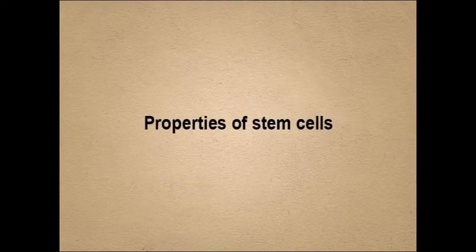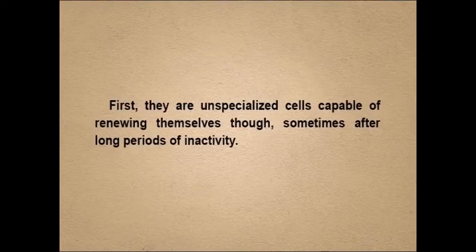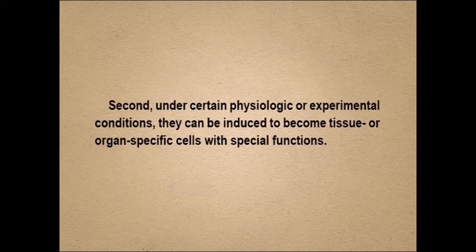Properties of stem cells. Stem cells are distinguished from other cell types by two important characteristics. First, they are unspecialized cells capable of renewing themselves, though sometimes after long periods of inactivity. Second, under certain physiologic or experimental conditions, they can be induced to become tissue or organ-specific cells with special functions.